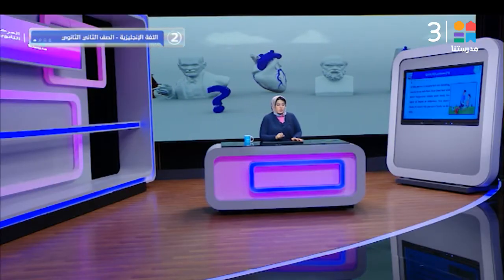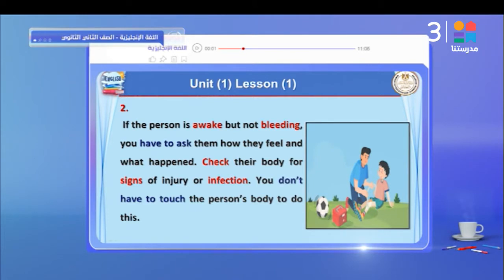Then what we need to do is number 2. There is another tip, which is number 2. If the person is awake but not bleeding, you have to ask them how they feel and what happened.